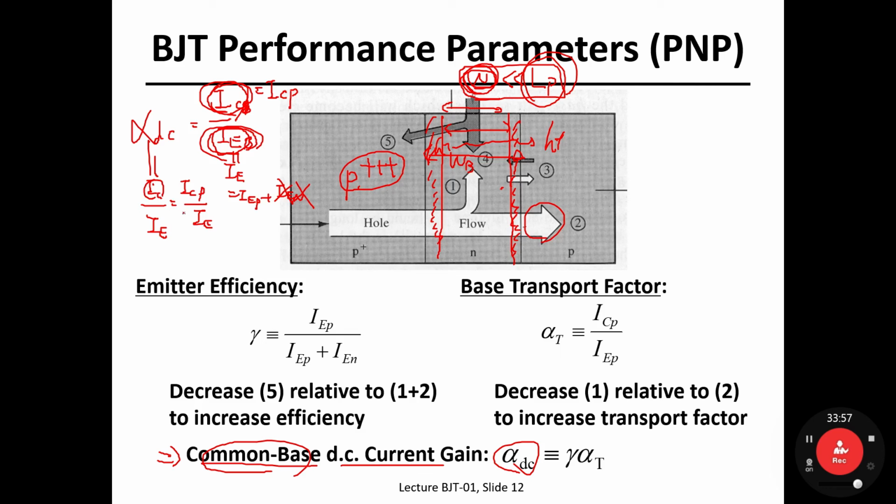Then I guess from this you can get this relation. How to do that? So again, alpha DC. No, let me write down here. Alpha DC is defined as I sub CP over I sub E. Let me make it I sub EP.